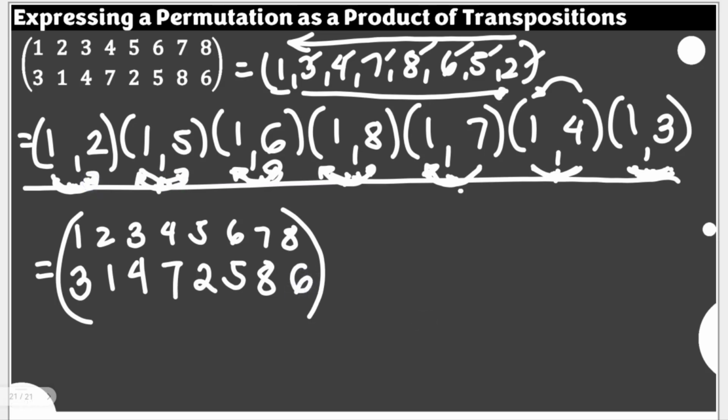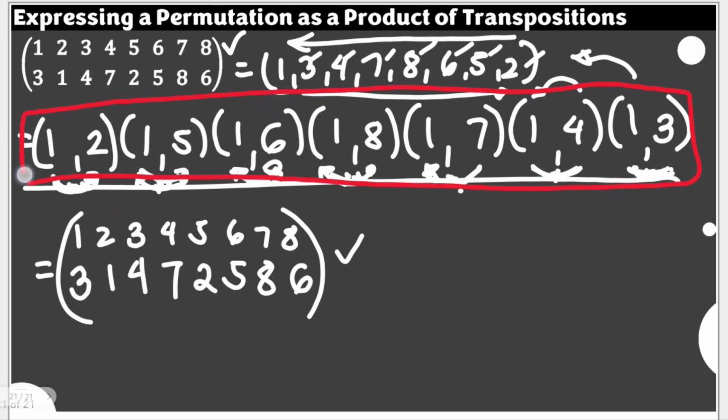So this is the permutation that results from the 7 transpositions that were taken from the given cycle. Is this the same as this here? The answer is yes. That means this result, the product of the transpositions 1, 2, 1, 5, 1, 6, 1, 8, 1, 7, 1, 4, and 1, 3 in the exact order, is the expression for this given permutation as a product of transpositions. Thank you very much for watching.